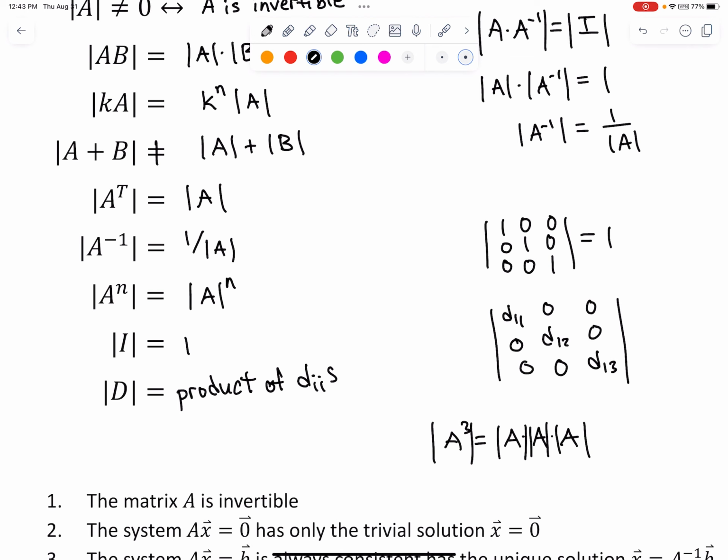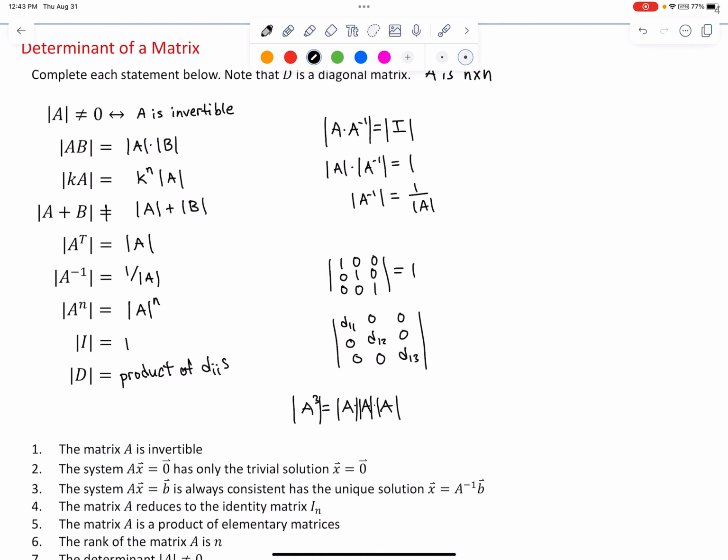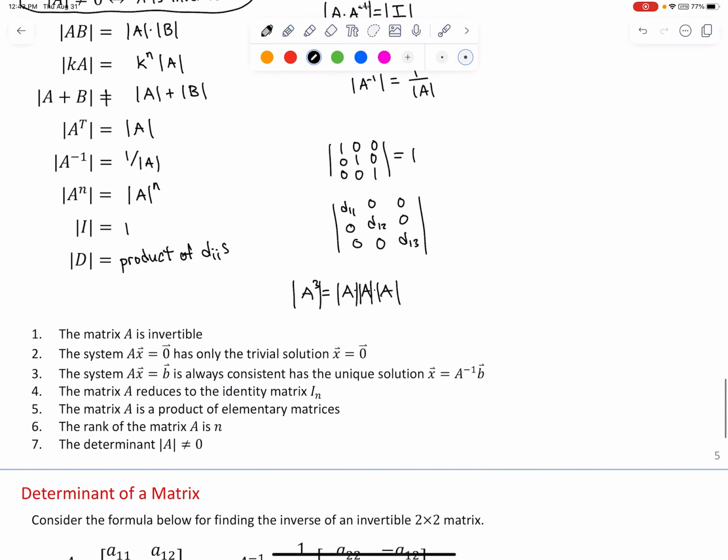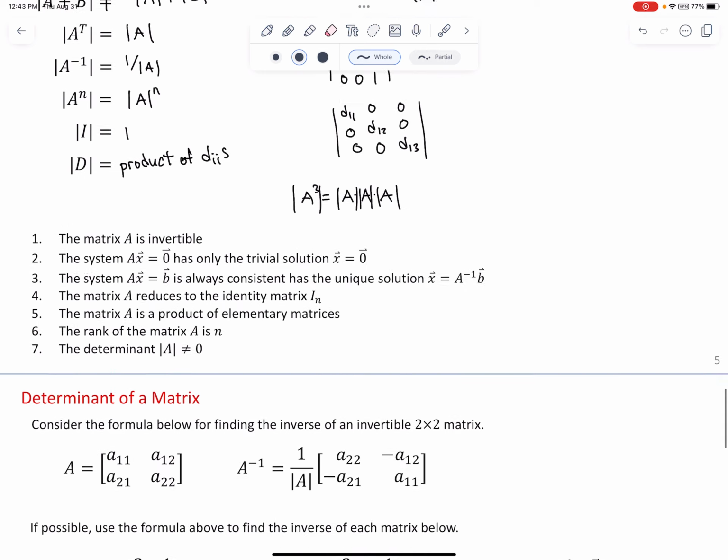Okay, now I want to revisit the equivalence statements by looking at this statement right here, that if the determinant of A is non-zero, that means that the matrix A is invertible. This allows me to add a 7th statement to our list of 6 equivalent statements. So now we have 7 statements that are all equivalent, meaning if one of them is true, all of them are true, and if one of them is false, all of them are false. And the determinant gives us a powerful tool for determining whether a matrix is invertible. Okay, let's go to the next slide.